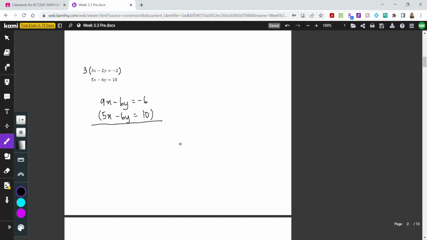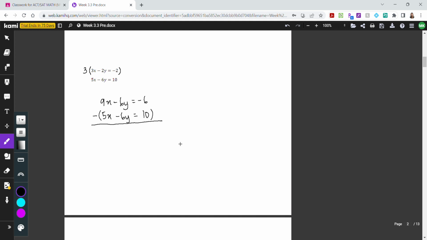Now if you look, we have negative 6y and negative 6y. Because these two have the same signs, I'm going to subtract the equations from each other. So I'm going to put a negative sign there, and see how important this parentheses is. Because if I did not put the parentheses, it only means that I'm going to do 9x minus 5x, and then negative 6y minus 6y, which is not what we want. Now that we have the negative side, it's going to be negative 5x plus 6y equals negative 10.